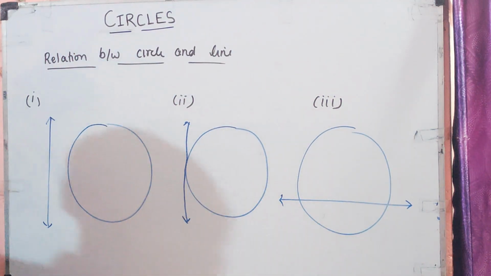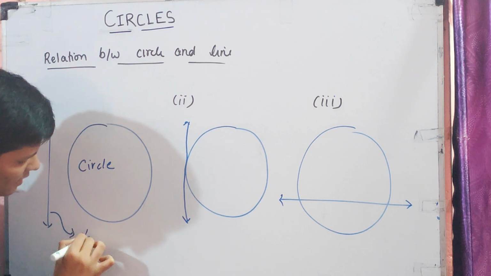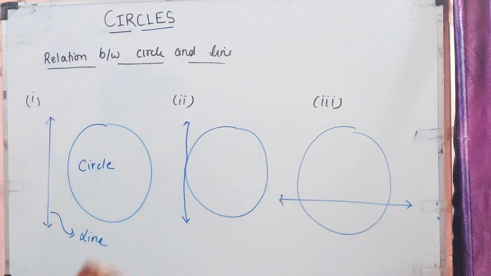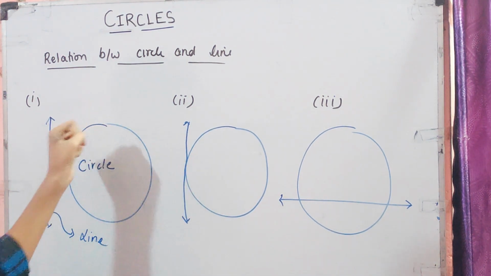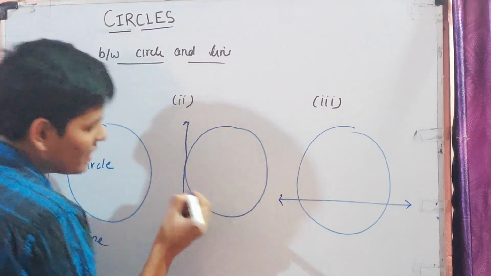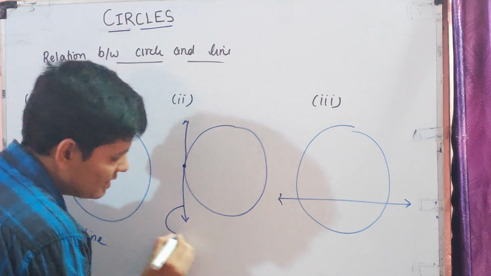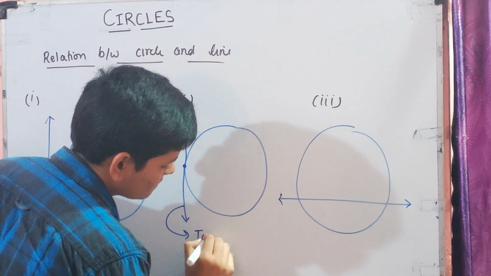Now over here, what is this? This is a circle. And what is this? It is a line. Here, there is no relation between the circle and the line because both are separate entities. But now looking at this one, we see that the line touches the circle at a single point. Then this line is known as tangent.